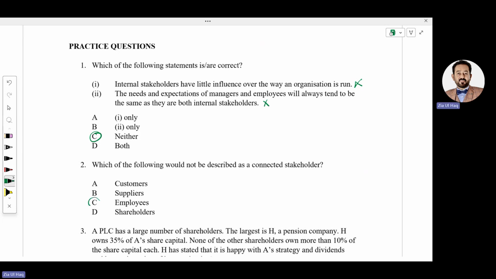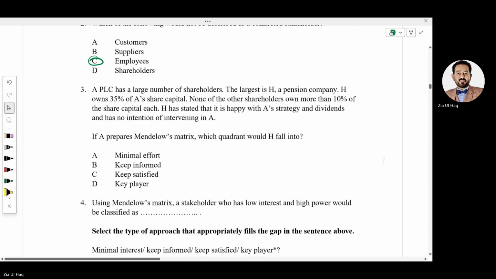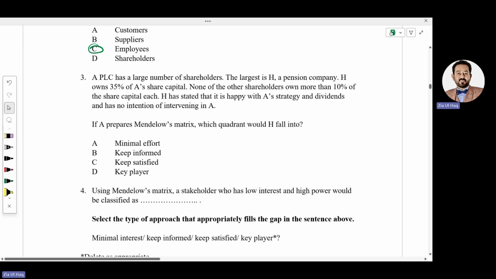Employees, yes. Key customer, key supplier, major shareholder: all are connected stakeholders, meaning external but influencing decision making. Number 3, APLC has a large number of shareholders, meaning the company has so many shareholders. The largest is H, and the major shareholder is H, a pension company.